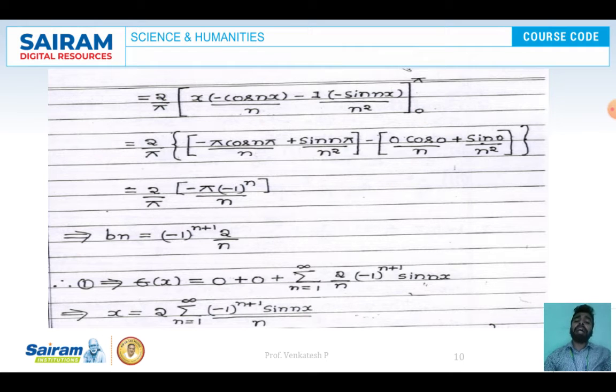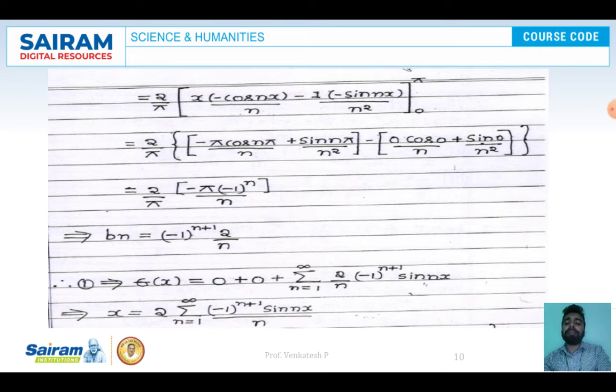Applying the upper limit, replacing all x terms by pi, we'll be getting 2/pi as it is, [minus pi cos n pi by n plus sin n pi by n square] minus, now the lower limit, replacing x equal to 0, we get [0 into cos 0 by n plus sin 0 by n square]. As you know, sin n pi is 0 and sin 0 is also 0, so this term also becomes 0. So only minus pi cos n pi by n remains, and cos n pi is (-1)^n. So we get 2/pi times minus (-1)^n by n. The pi gets cancelled. So we got b_n = (-1)^(n+1) times 2/n.